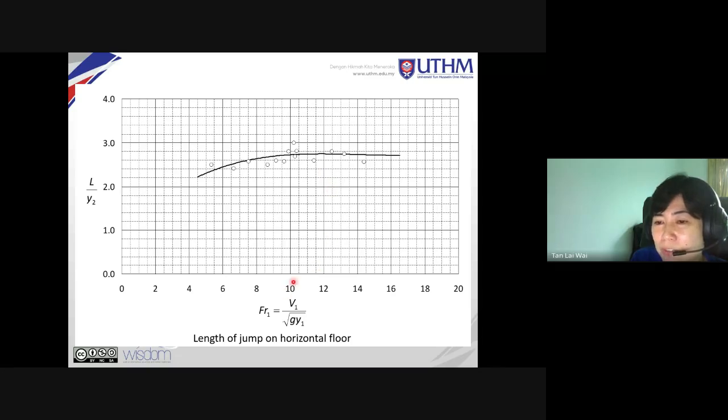Alright, now once you have this data, draw a straight line. Once it intersects with your solid line, you can draw a horizontal line where you can actually get the value of L over Y2. Now your Y2, you can get it from conjugate depth equations. Once you have Y2, you can easily get L. Don't worry, we have an exercise later. You can go through this later.